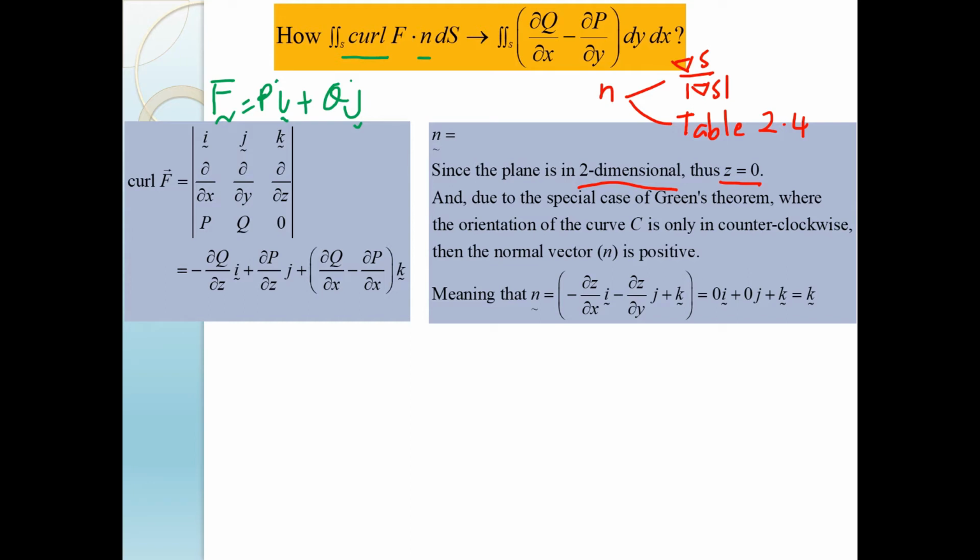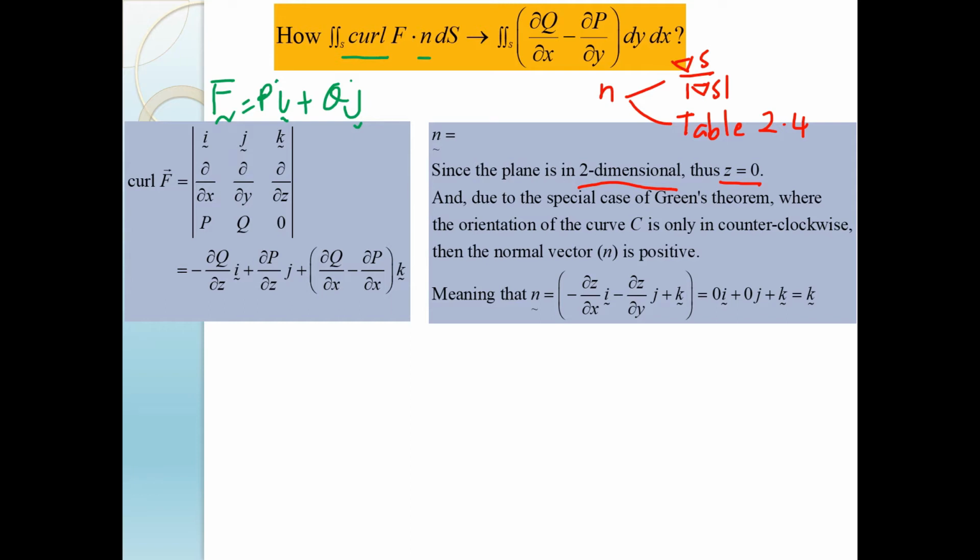Alright, due to the special case of Green's theorem, we know now the surface or the plane is z equal to 0. So z equal to 0, we have one of the equations under table 2.4. Z equal to g of x, y, if you still remember, is one of the equations under table 2.4. So we understood that we will use the column of z.